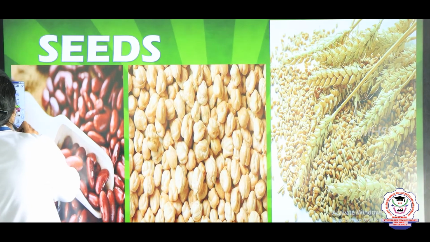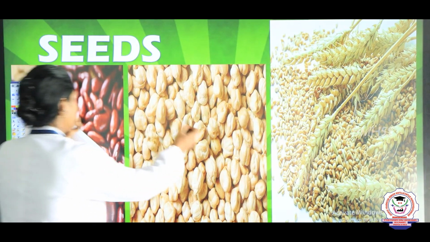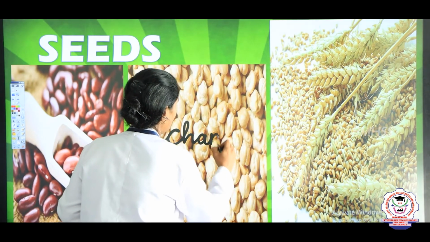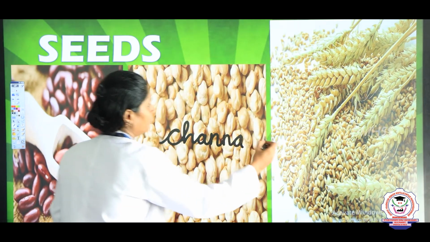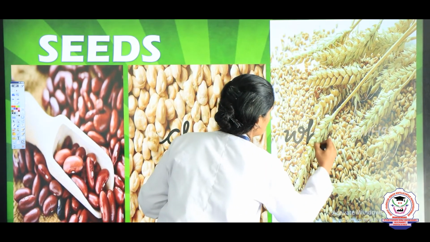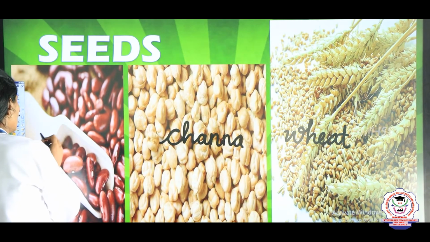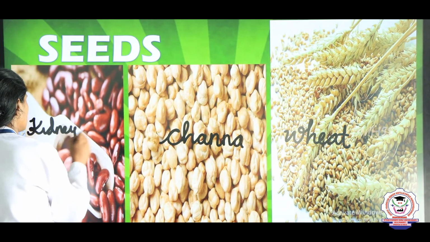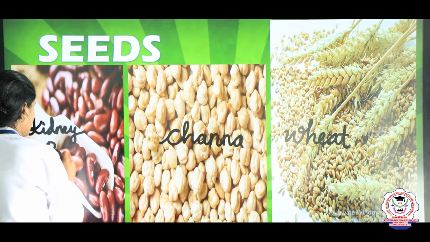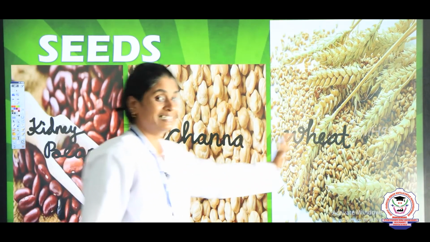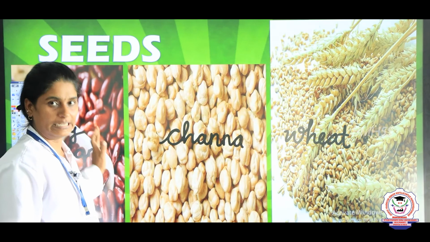So, let us write. This one is channa. Channa is also called as Bengal gram, and then wheat, godumai, and then rajma. Rajma is also called as kidney beans. So, these are all the seeds that we are able to eat, right.